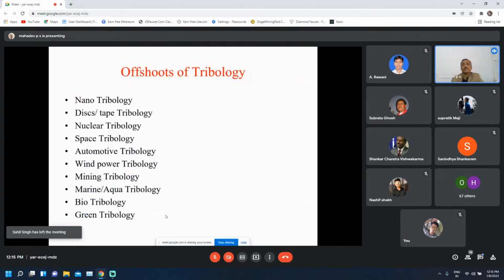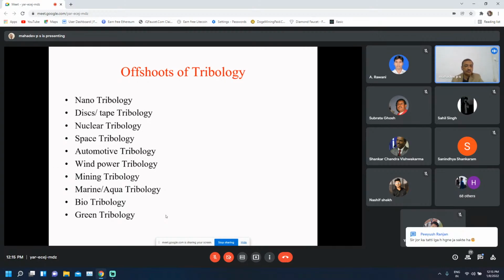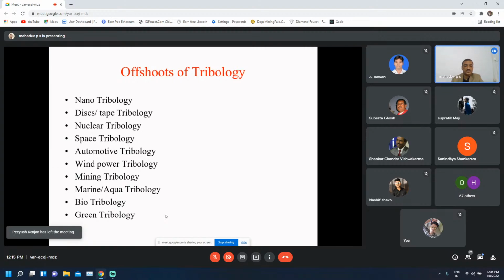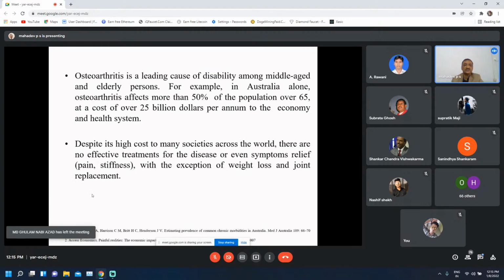So the recent developments or offshoots of tribology are nanotribology, disc or tape tribology, nuclear tribology, space tribology, automotive tribology, wind power tribology, mining tribology, marine aqua tribology, biotribology, and lastly green tribology, which has been covered by Vishwakarma sir in the last session.